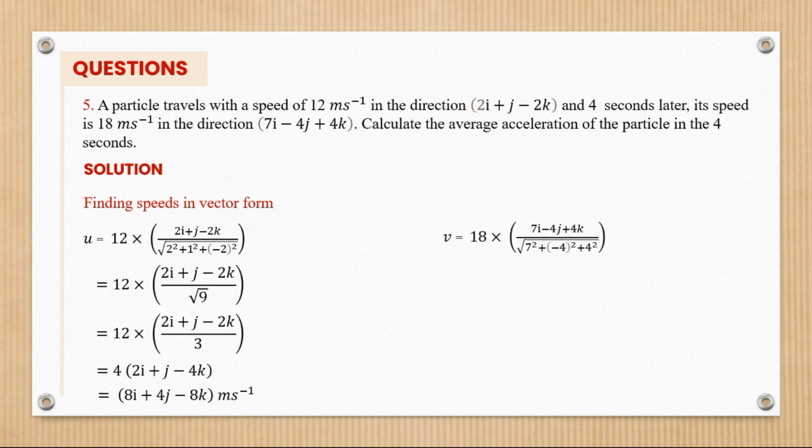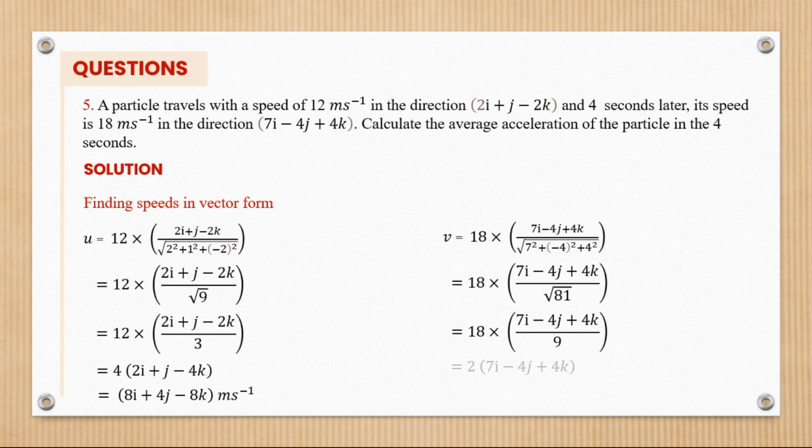How about the value of v? v shall be equal to 18 times that. We can say that root of 81 is 9, so this is what I have. Now 18 times 1/9 is going to give me 2, so I have 2 times that, which is 14i − 8j + 8k meters per second. So now I know what u and v are in vector form.